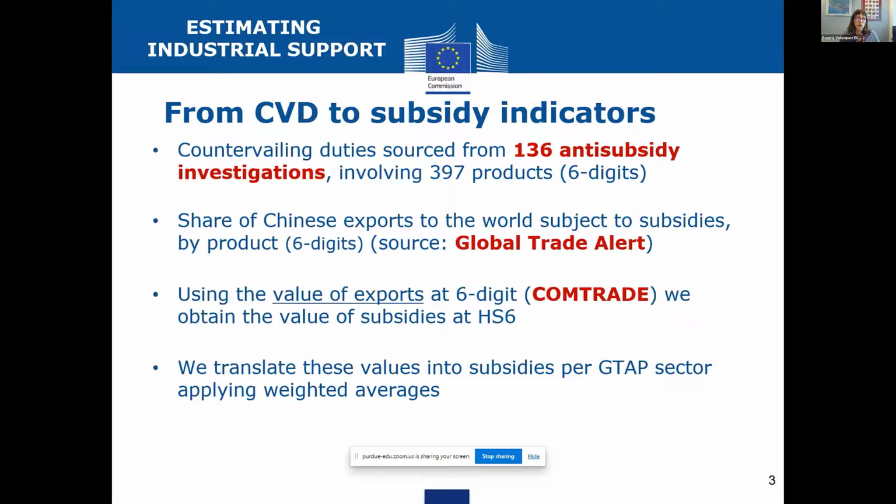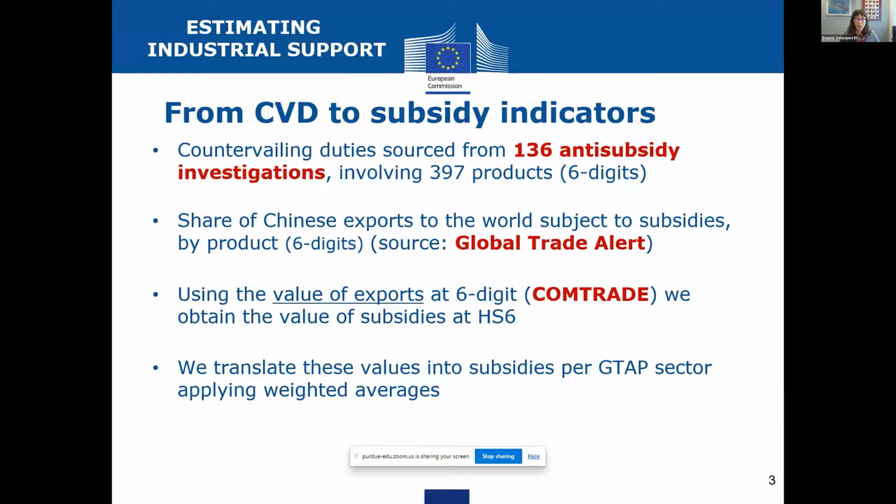These investigations are very detailed and the products are defined, even at 10 digits in some cases. But the important thing is that they cover a range of sectors. They are in total almost 140, 136. And at 6 digits, this implies almost 400 goods. At 7 and 10 digits, these are much, much more.